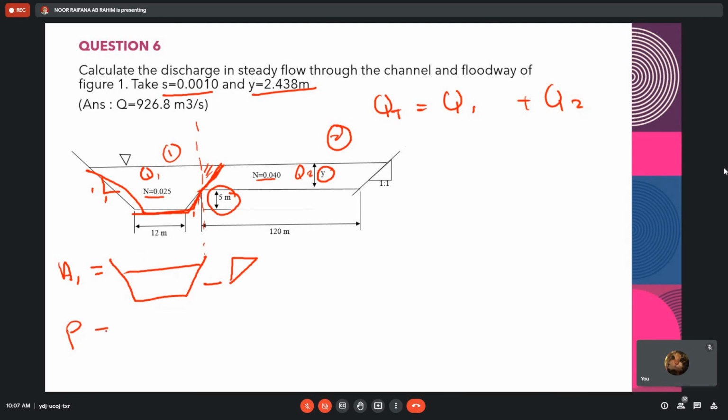And then dah kira P, kira M, and then dah boleh kira Q lah, which is pakai Q sama dengan AV. And then tadi dah kira area. V sama dengan 1/n, M 2/3, S 1/2. Okay, itu untuk yang 1. Untuk yang second, yang kedua ni lah, Q yang kedua ni. Yang balance dia.